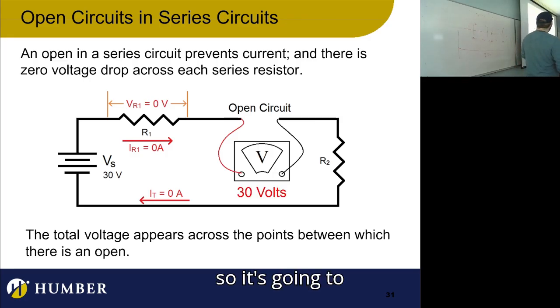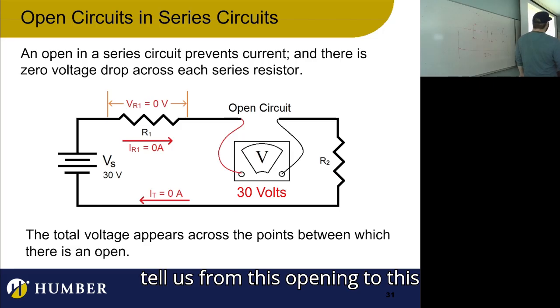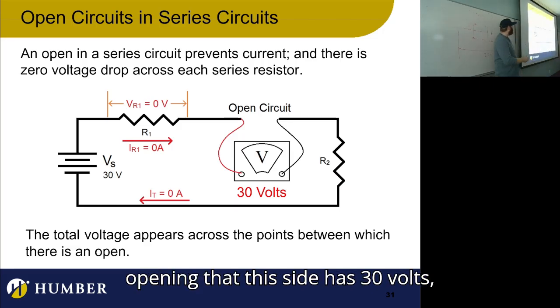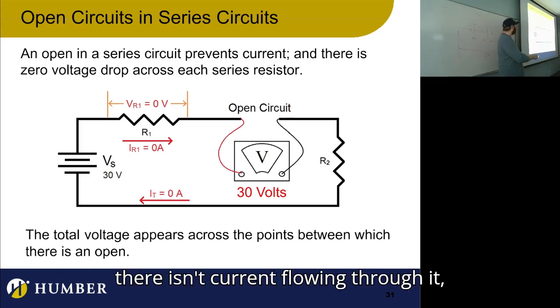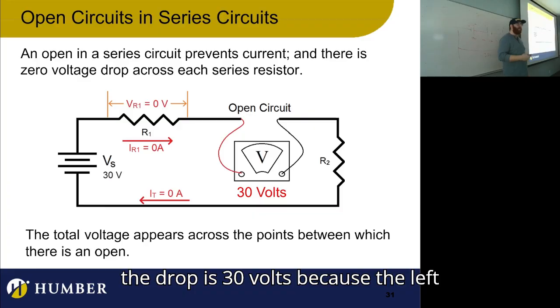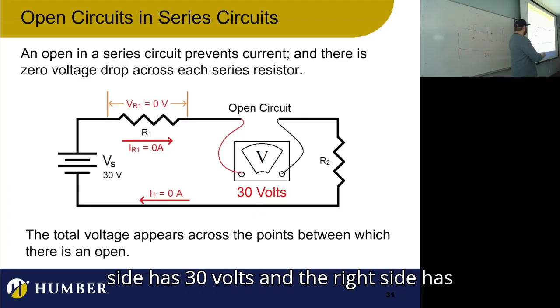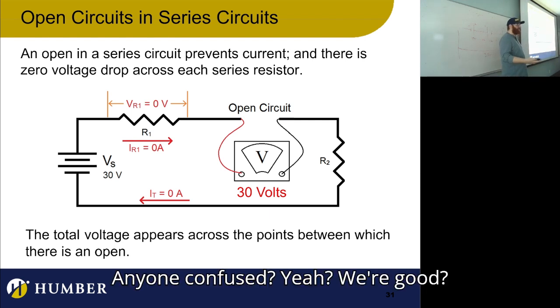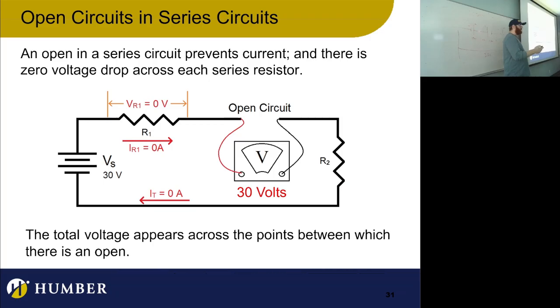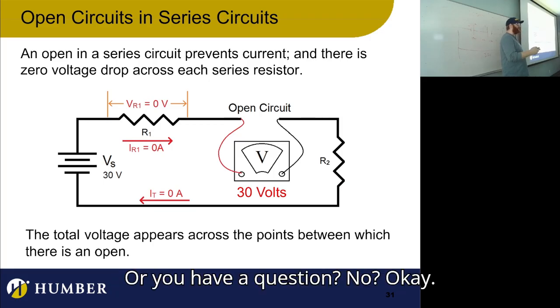And so it's going to tell us from this opening to this opening that this side has 30 volts, this side has 0 volts, even though there isn't current flowing through it. The drop is 30 volts because the left side has 30 volts and the right side has 0 volts. Does that make sense? Anyone confused? Yeah, we're good? Or you have a question? No? Okay.